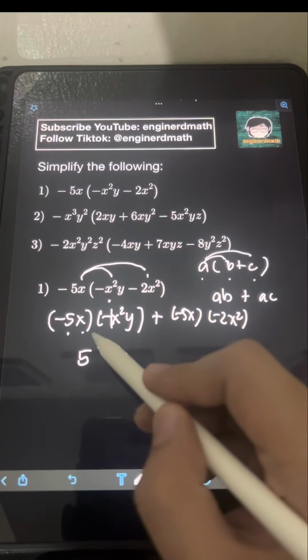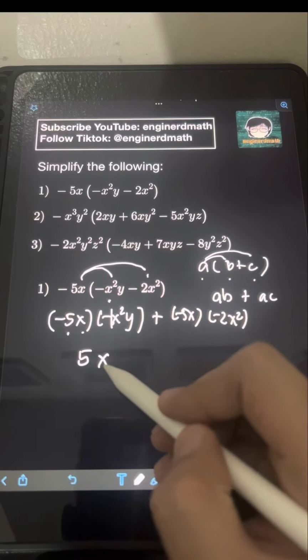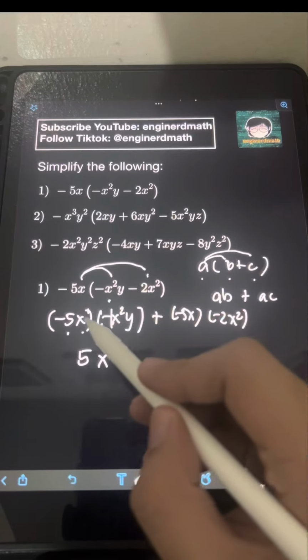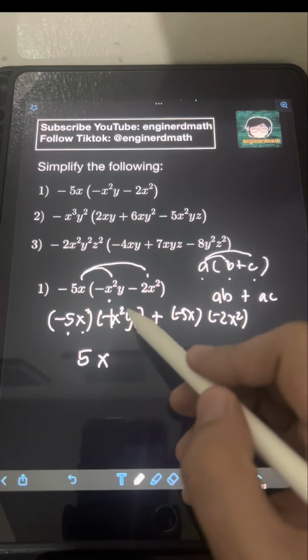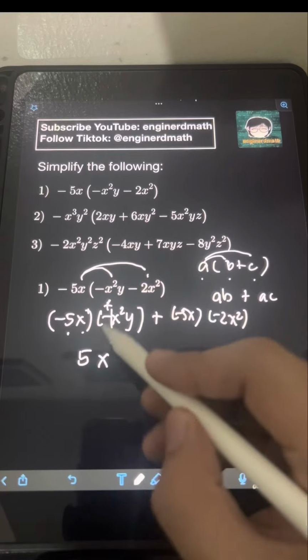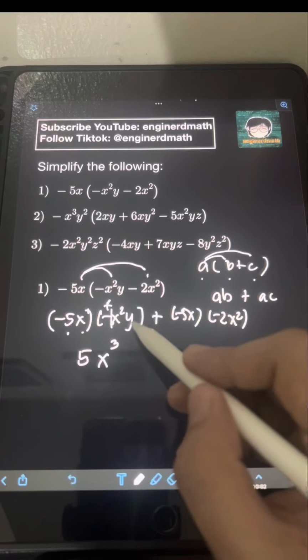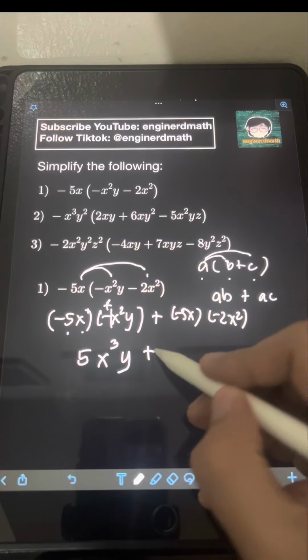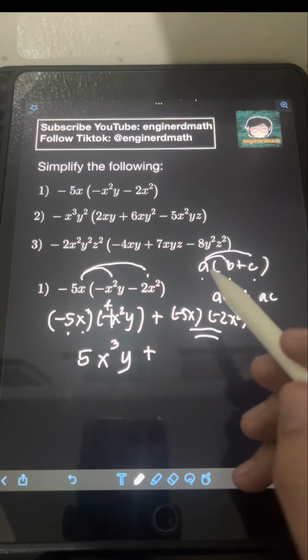So, by multiplication law of exponent, copy nyo lang yung same base x and add yung exponent. So, we have x raised to 1 times x squared. So, add yung exponent, 1 plus 2, x cubed. Okay? Then, sa y, kopyahin nyo lang kasi unique lang siya. And then, plus. So, dito lang apply natin yung multiplication.